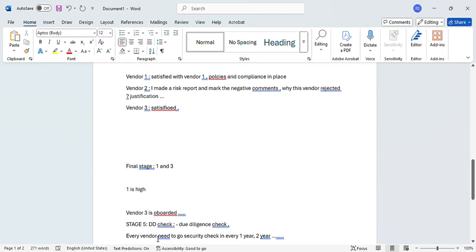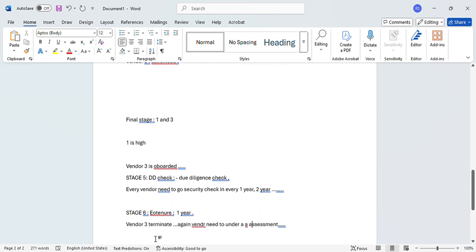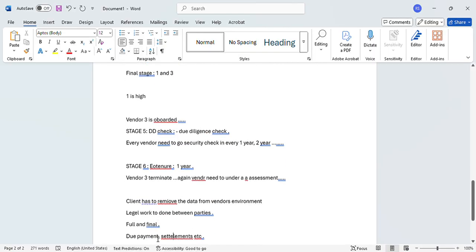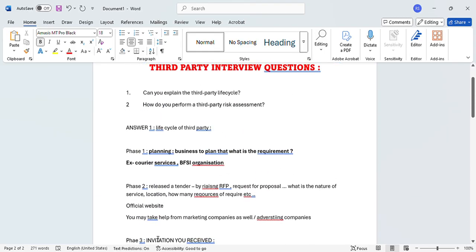Next phase is the DD check, meaning due diligence assessment. Stage 6 is the end of life or end of tenure or the termination phase, where the last assessment is to be done. So these are the phases of third party risk management. I hope you got the point. If you still have any query, guys, you can make your comments.